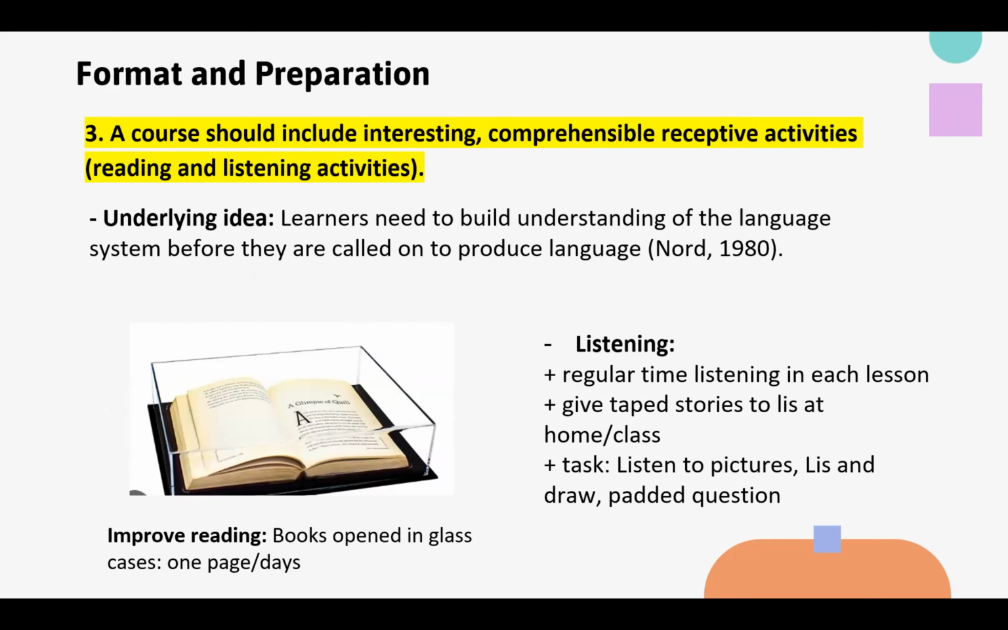Principle number 3: a course should include interesting, comprehensible, receptive activities. The receptive activities here include reading and listening activities. The underlying idea is that learners need to build understanding of a language system before they are called on to produce language. For example, when you want to improve reading, we can display books open in the class, and one day you can open a new page so that when the students come by, they can stand still and read the new page of the book so that they can get some kind of information.